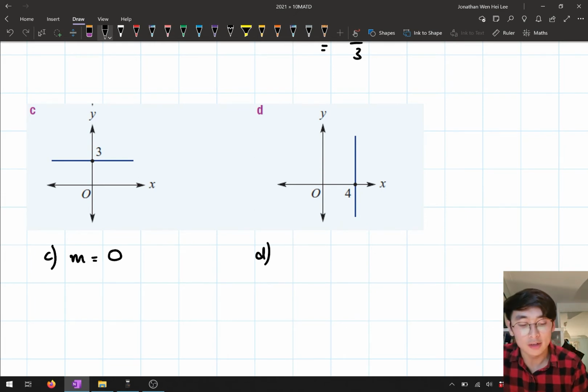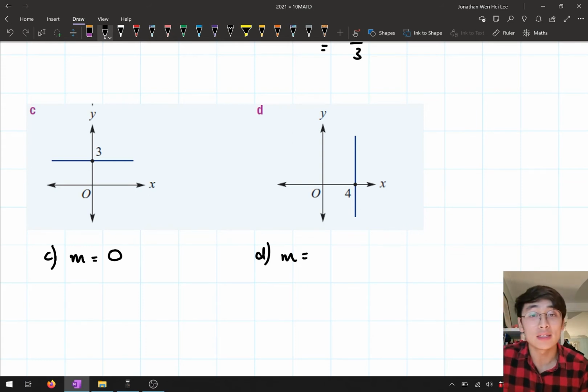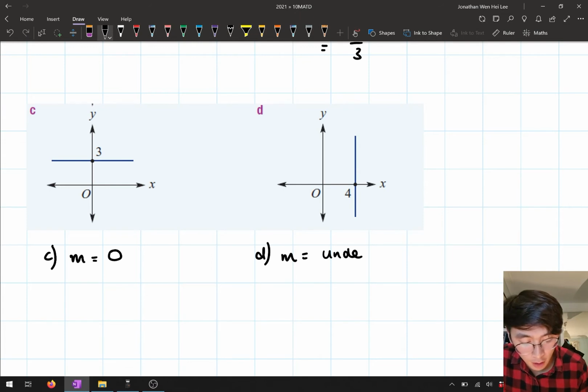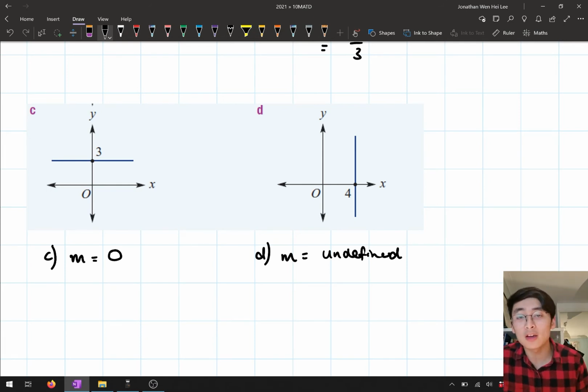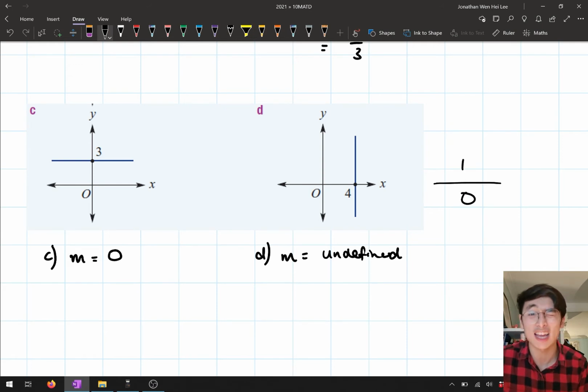Okay, part D. This is a vertical line. Now, if you see a vertical line, that means that it has an undefined gradient. What this means is that this value cannot actually be found. The reason being is that it's not going horizontally at all. We do not go left and right with a vertical line. And so because of that, that would result in my run being 0. And in mathematics, we can't actually divide by 0. That's just one of the things that happens in math. You can't divide by 0.